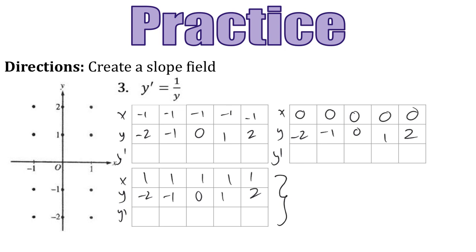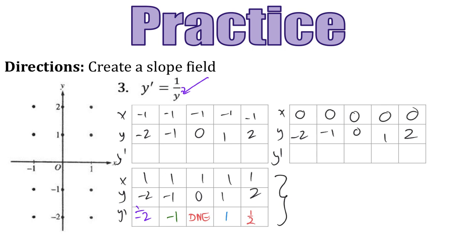If y is -2, regardless of what x is, the slope is going to be -1/2, because 1 over y is going to be -1/2. If y is -1, the slope is going to be -1. If y is 0, the slope is not going to exist. If y is 1, the slope will be 1. And if y is 2, the slope will be 1/2. So that means everywhere horizontally, you're going to have the same slope going across.